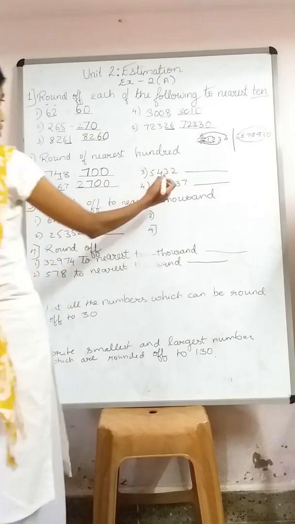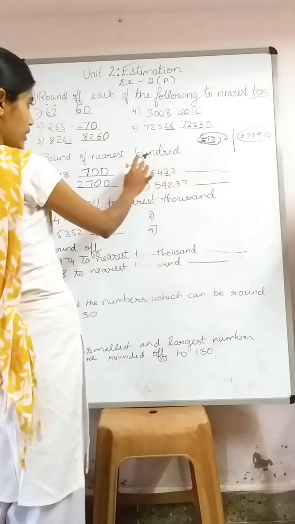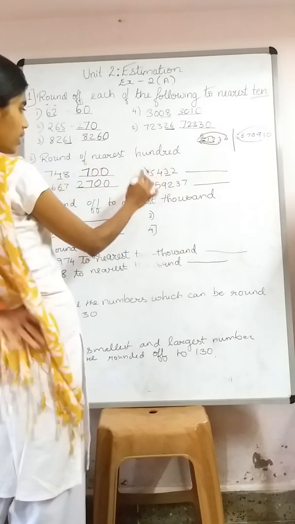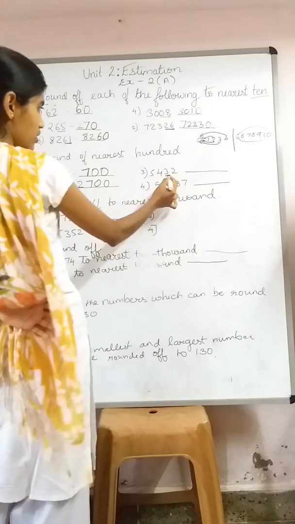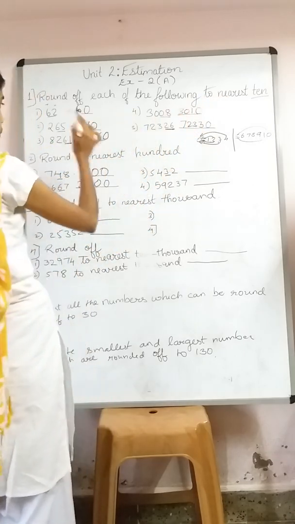5432. So concentrate here. Now what is it? 3 is less than 5. When you see the hundreds place, see the tens place. When you round up for the hundreds place, you should concentrate on the tens place. When you round up to the tens place, you should concentrate on the ones place.